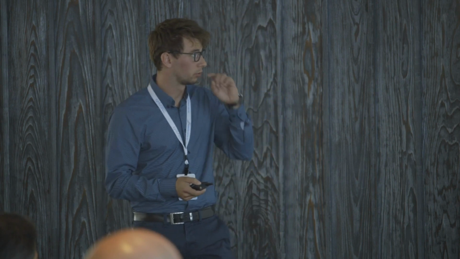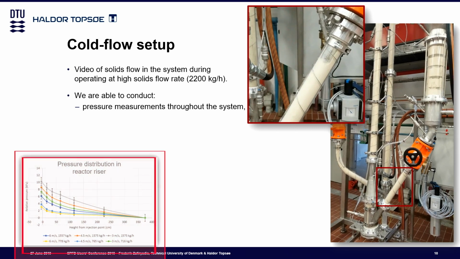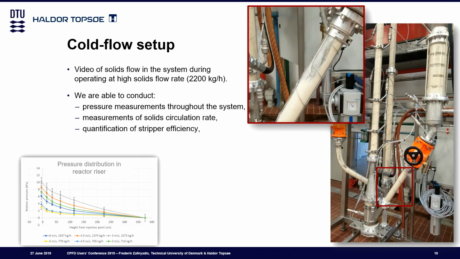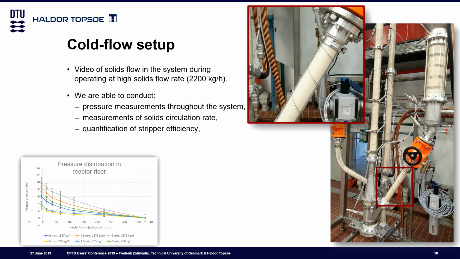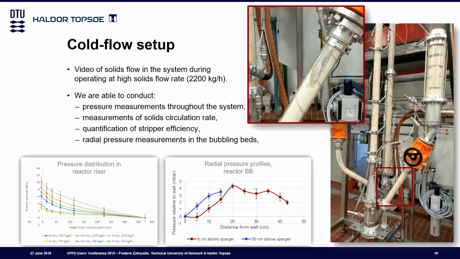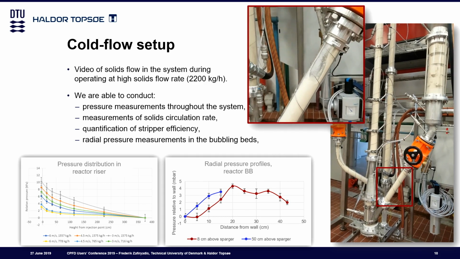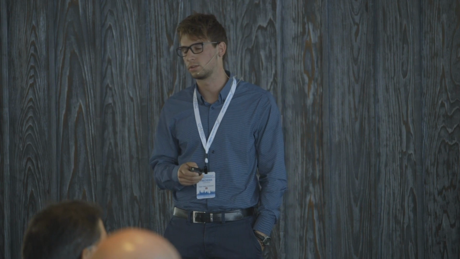So with this system, we can do pressure measurements throughout the system in terms of risers, for example, at different heights. We can do measurements of the solid circulation rate. We can do quantification of the stripper efficiency. We're also trying to implement a system so we can quantify the efficiency of the cyclones at the moment, specifically the primary cyclones. We can do radial pressure measurements in the bubbling beds at different heights and locations. We're also trying to use a pitot probe to see if we can measure velocities. Then we can do RTD measurements in the risers, and we're also currently working on installing optical probes to measure the solids volume fraction at different locations in the system.